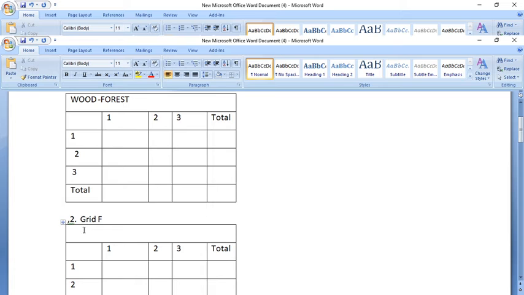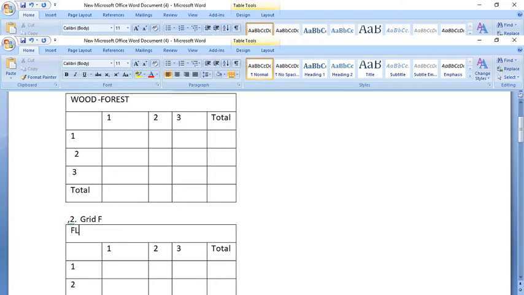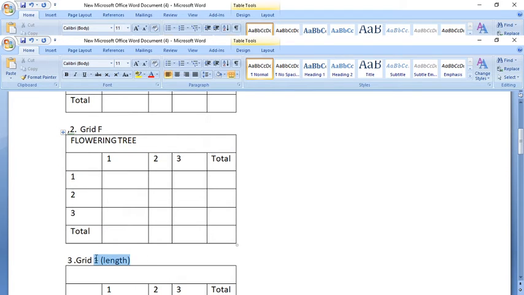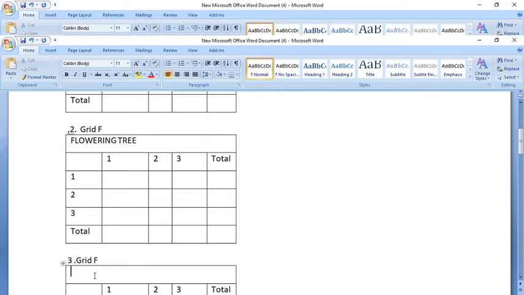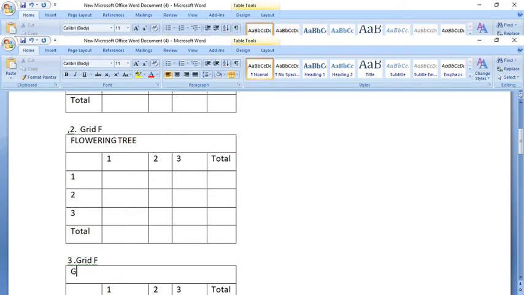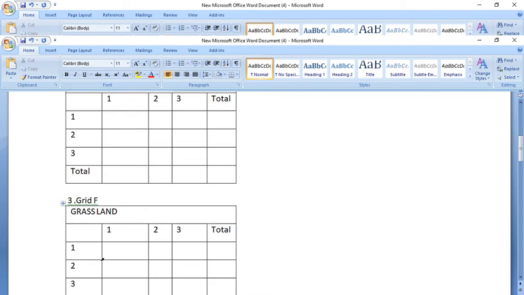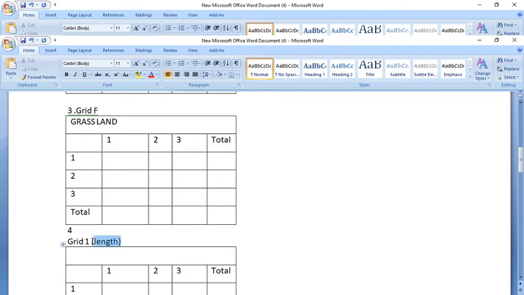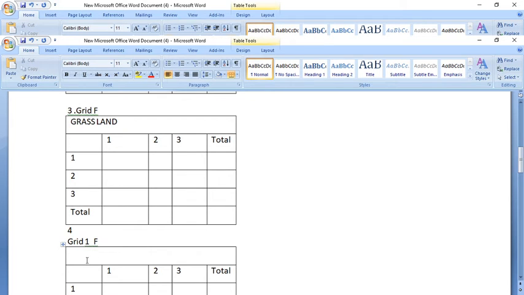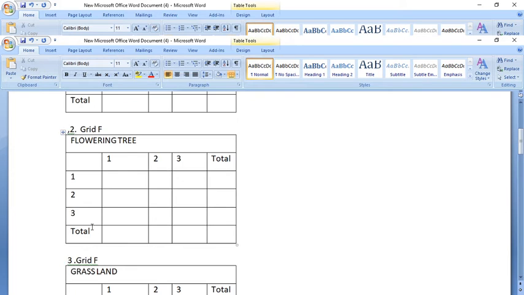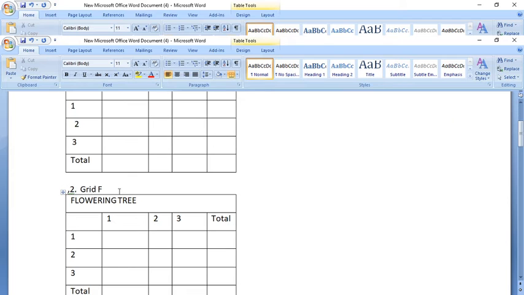This is for the towering tree, and this is grid 4 for the F. We are counting in number. This is the grassland, and this 4 is grid F. We are counting forest type. The 4th type is scurf. All are the forest type.